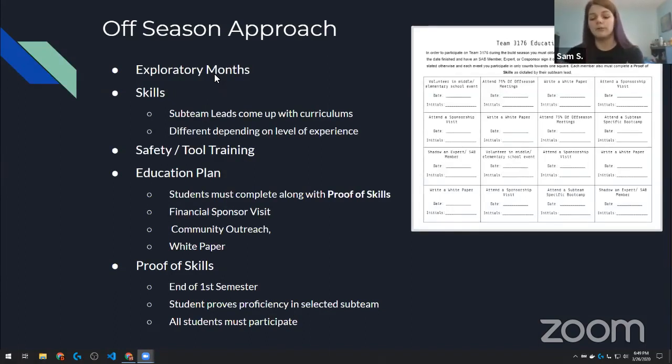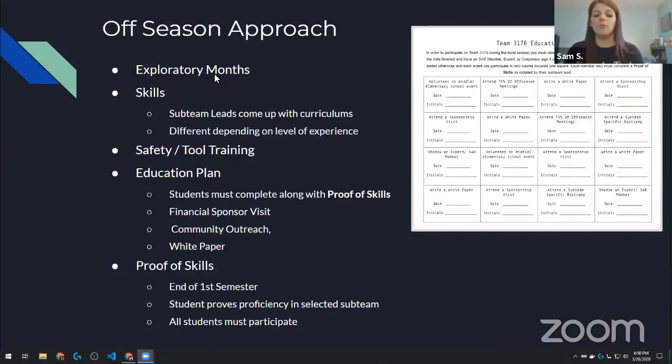The biggest part of our off season, besides this training, is what we call our education plan. This rolls out along with our handbook that we come out with every year, where we have a chart. This year it was a tic-tac-toe board kind of structure where students have to complete a specific amount of these requirements in order to be an official member of the team. So we use this to see who's done what, what still needs to be done, and what the SAB or the leadership needs to do as a whole going further down into the team.